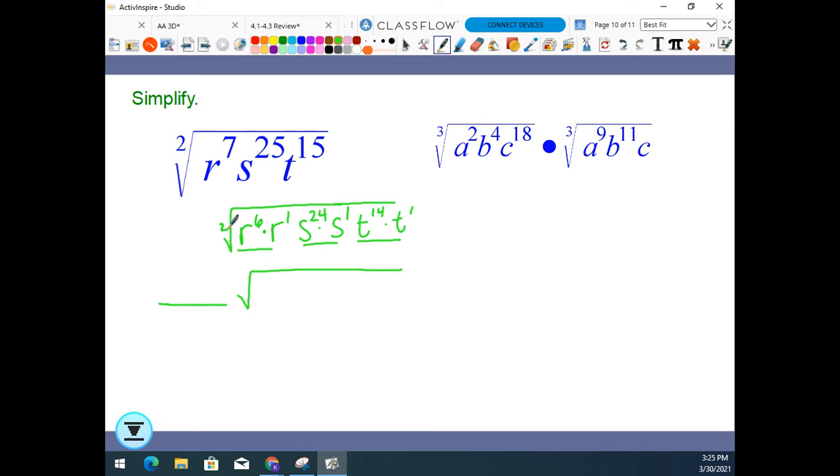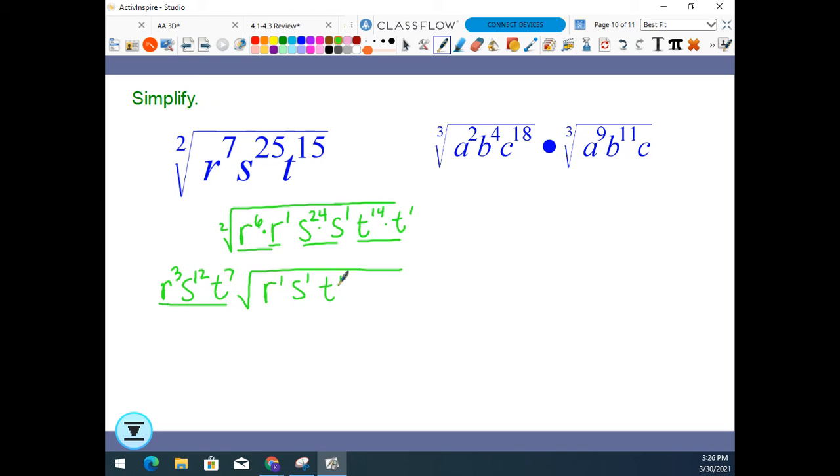Okay, since we're doing the square root, think of it this way. 2 can go into 6 evenly, so that would be r to the 6 over 2. Well, that's just 3. But this 1 is left over because 2 can't go into 1. 2 can go into 24 12 times evenly, but it can't go into 1, so I have 1 left over. 2 can go into 14 7 times with 1 left over.